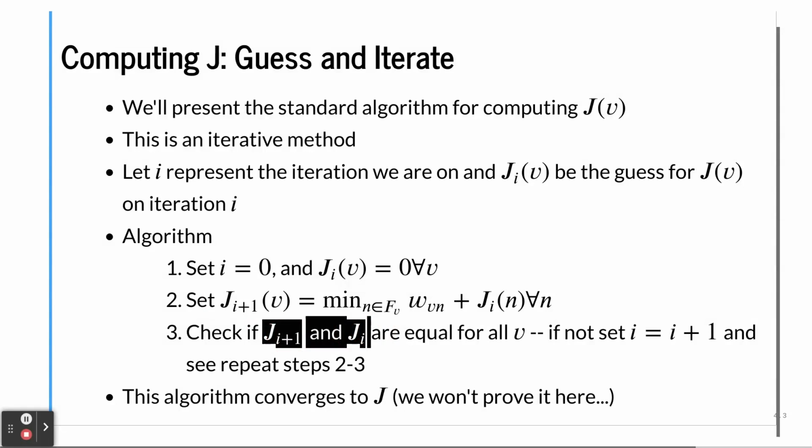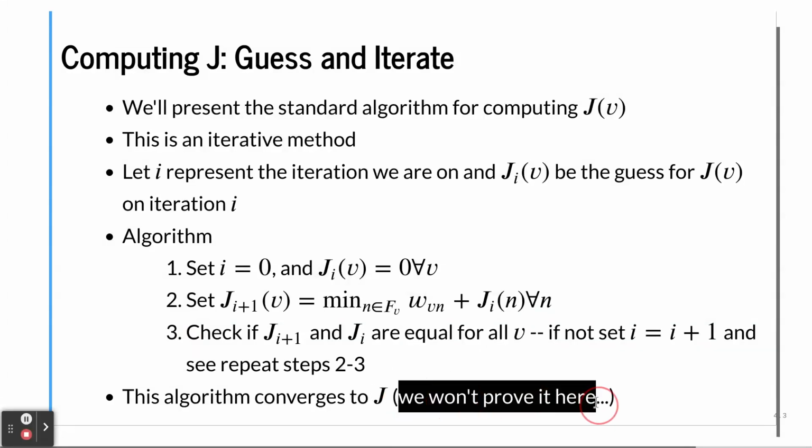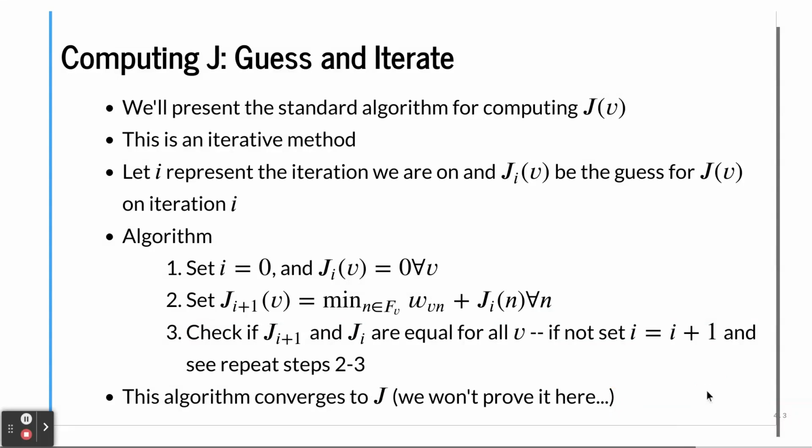And by repeating these steps over and over, we will eventually, under some fairly mild regularity conditions that for our purposes we assume always hold, applying these steps 2 and 3 iteratively will always lead us to the optimal function J. Now, we're not going to prove it, but hopefully you can take my word that for the cases we will consider, this algorithm works. They satisfy whatever conditions are necessary for the proof.